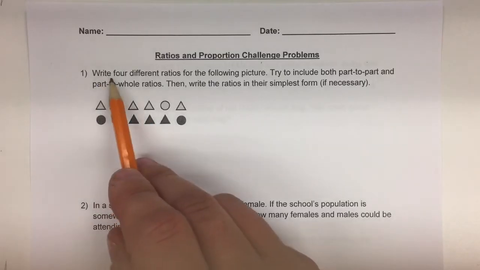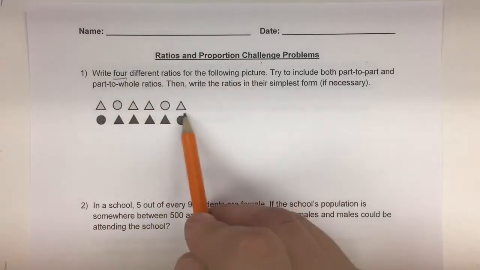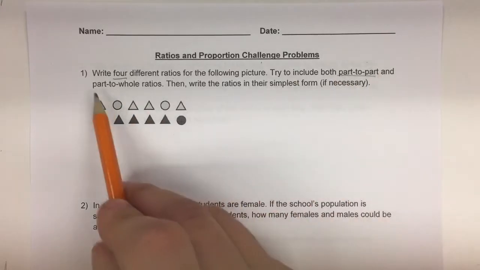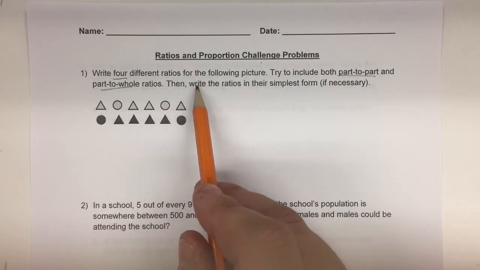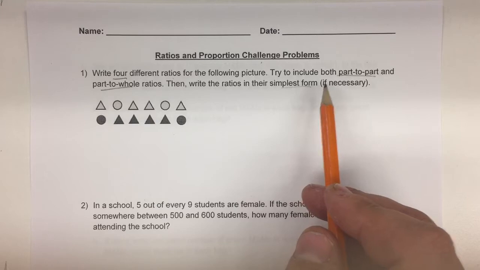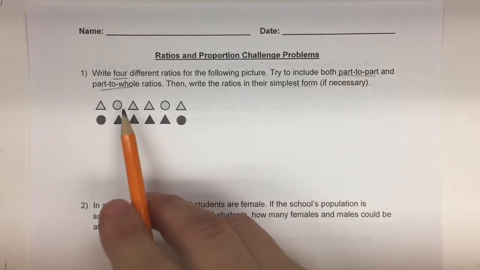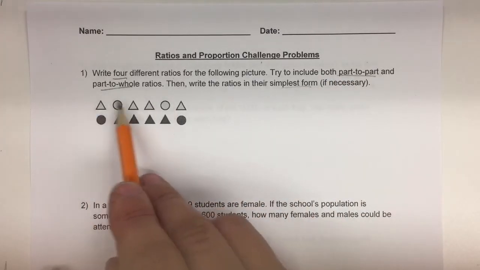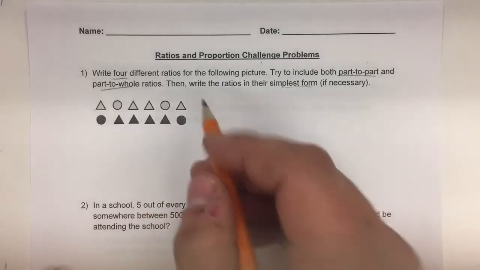Okay, the first one: write 4 different ratios for the following picture. Try to include both part-to-part and part-to-whole ratios, and then write the ratios in their simplest form, if necessary. So I'm going to start off with a part-to-part ratio. I'll just look at the light shapes versus the dark shapes.